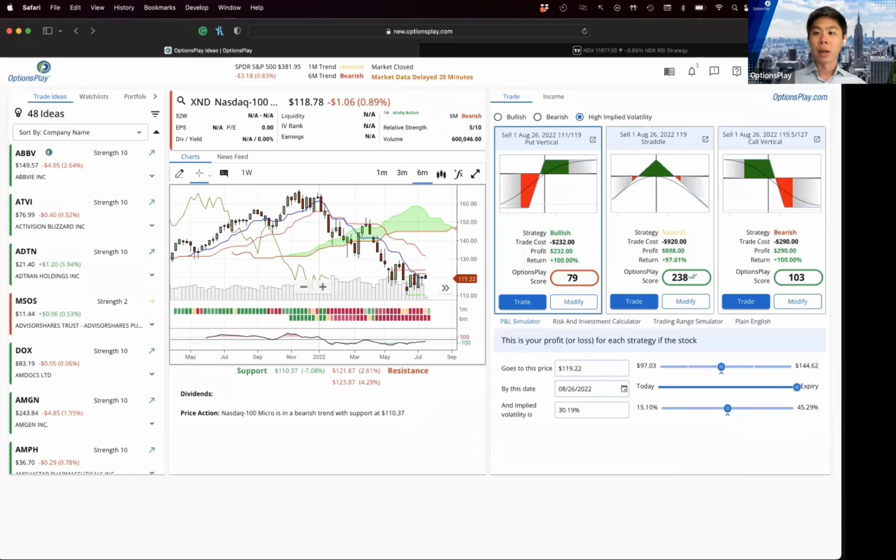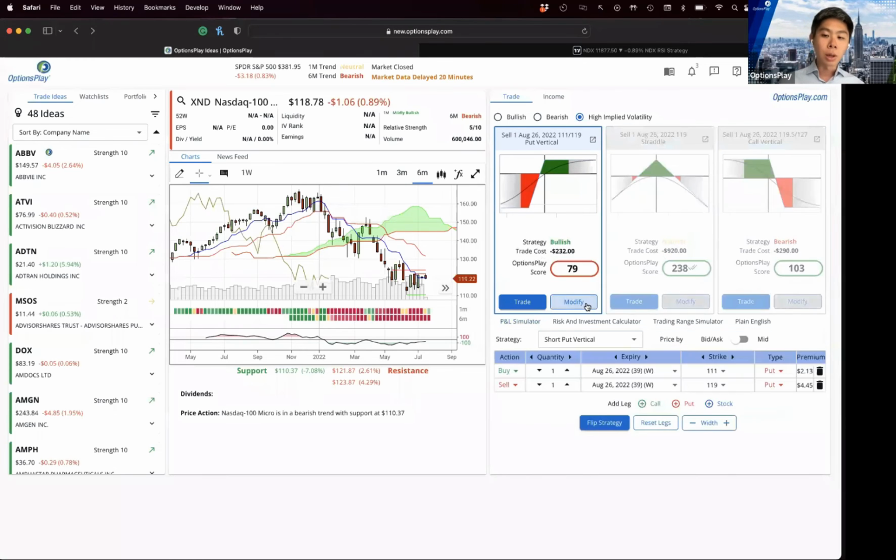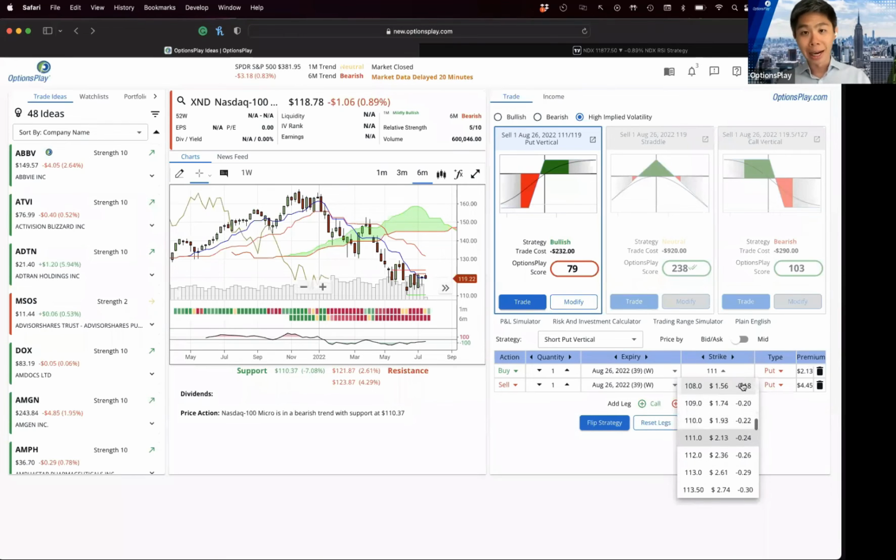Where are the Greeks located in OptionsPlay? Great question. So there's a few places. The most important part, in my opinion, is when you click on Modify and you look at the strike dropdown, you have the Greek delta on the right-hand side. Because delta is used very heavily in helping me select my strike prices, it is on the strike dropdown. You have the strike price, the premium, and the deltas.